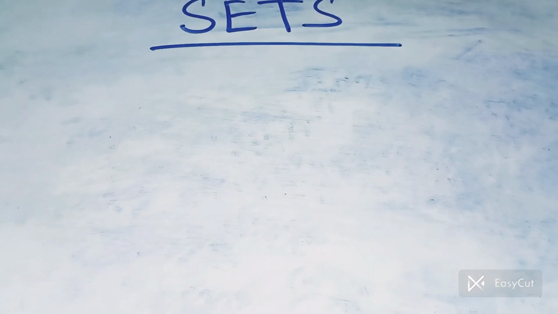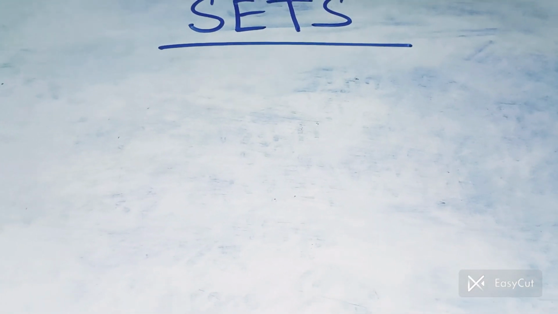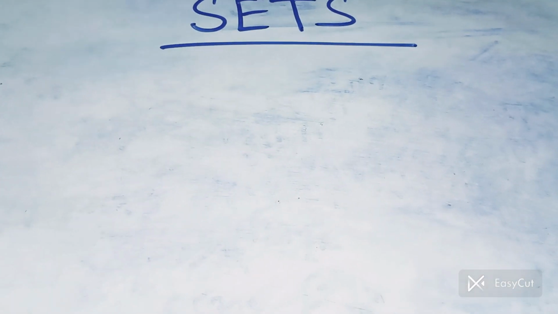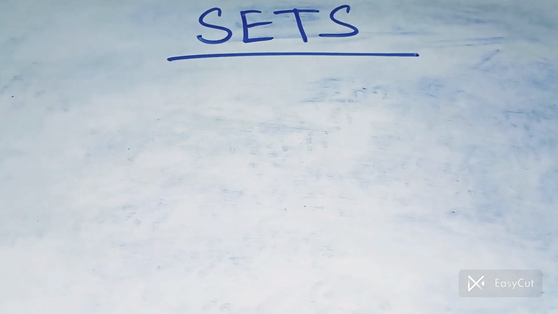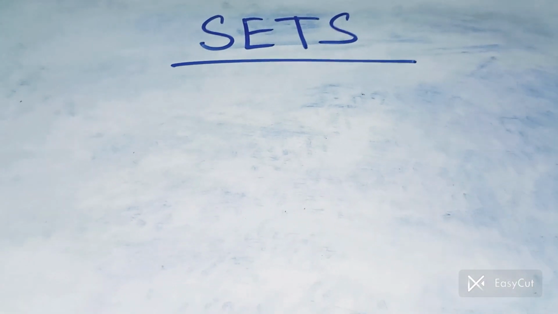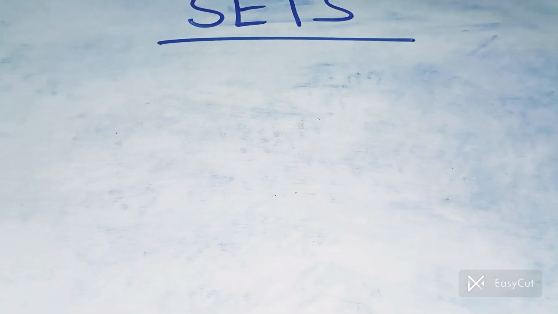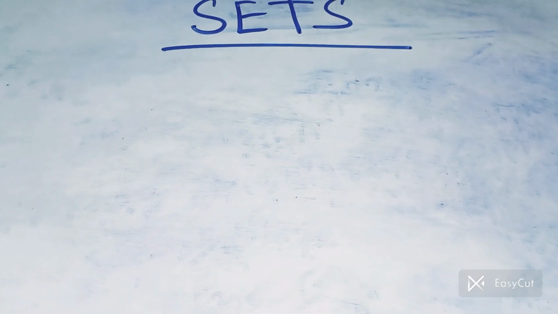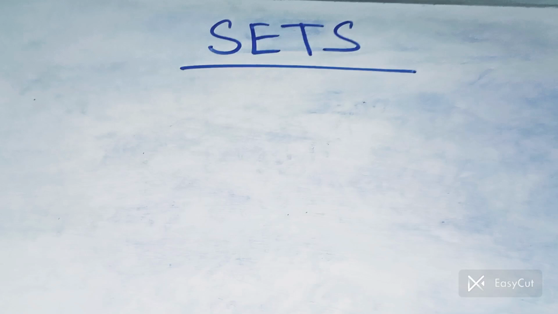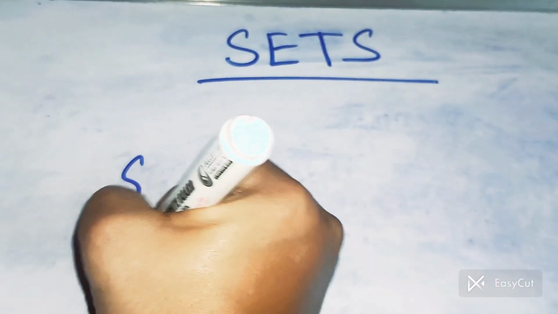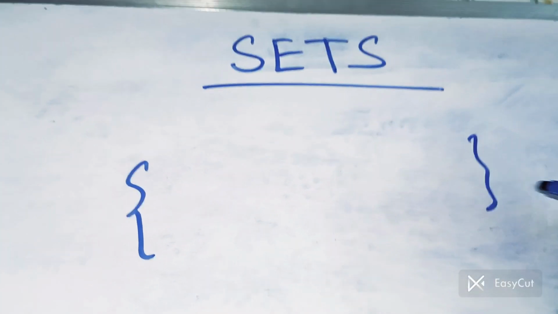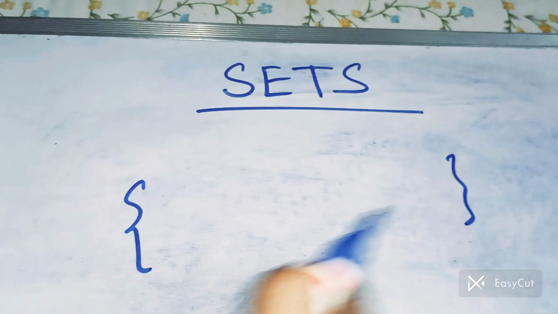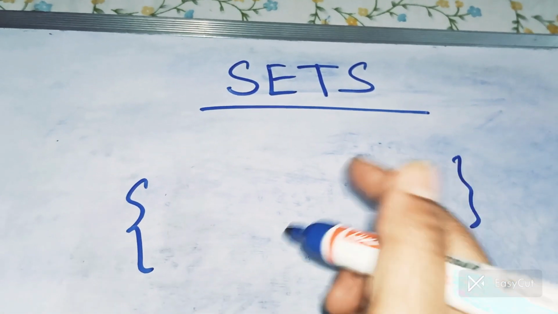Set means it is a well defined collection actually, not just a collection of objects, but a well defined collection of objects or collection of things. Like if we say a set of alphabets, how do we write it? We write it in a curly bracket like this. We represent any set in this curly bracket, or it is actually the second bracket.